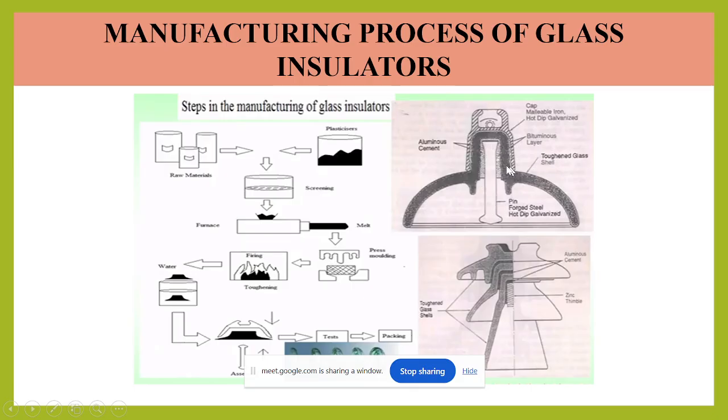Okay, this is the cross section of the glass insulators, in which we see that this is a pin that is forged steel hot dip galvanized, and the cap is malleable iron hot dip galvanized. Between them we use a toughened glass shell. Okay, and aluminous cement and a bituminous layer are also there, which we saw in ceramic insulators. And this is the overall process and cross section of glass insulators.